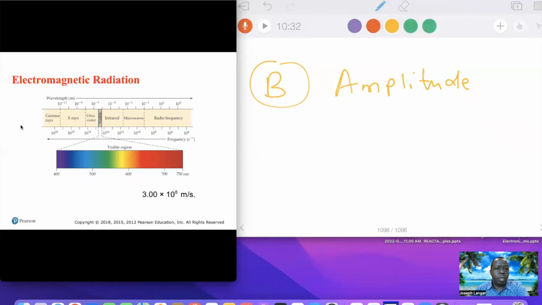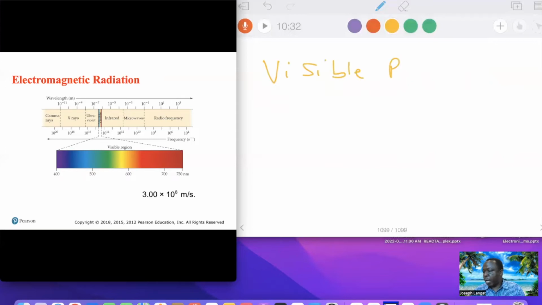So electromagnetic radiation comprises all the waves, or it's just radiant energy. Even though you will see once in a while gamma, X-ray, ultraviolet, microwave, and radio waves, of importance is the visible region of electromagnetic radiation. What do we mean by visible? You see the visible part of electromagnetic radiation, okay?